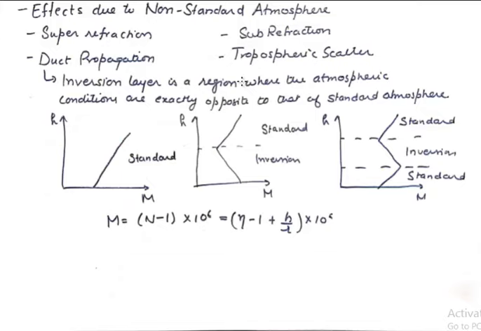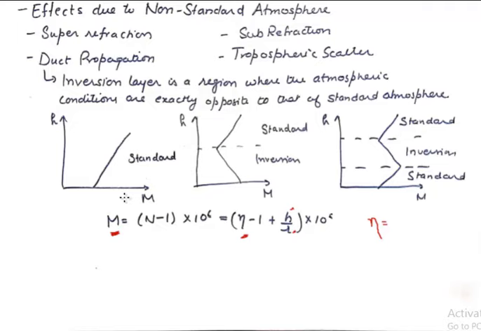Then we need to understand the duct propagation. In order to understand duct propagation, we need to understand a phenomenon known as excess modified refractive index, denoted by M. If you look at M, it depends upon eta, height, and the radius of the earth. And we know that eta depends upon the concentration of water vapors, as we discussed previously. So the irregularities in eta will cause irregularities in M.